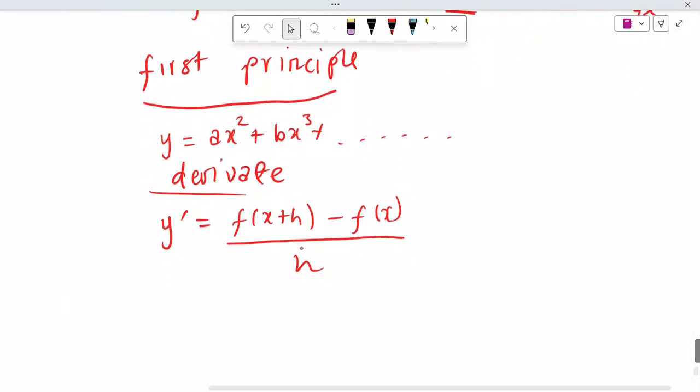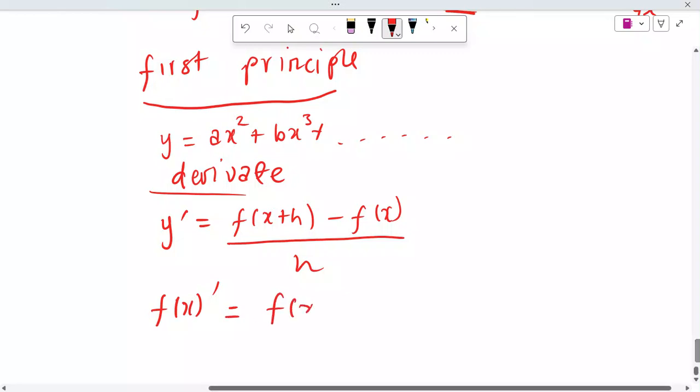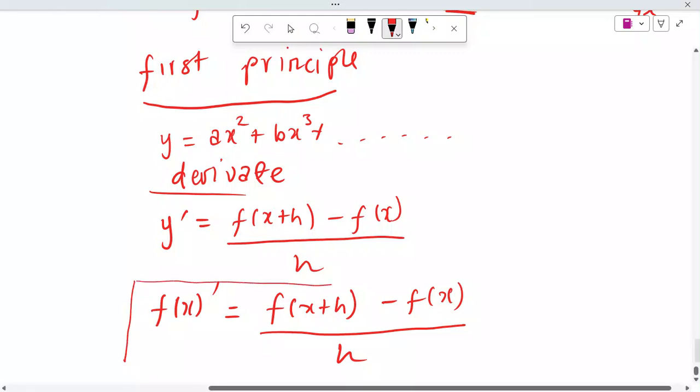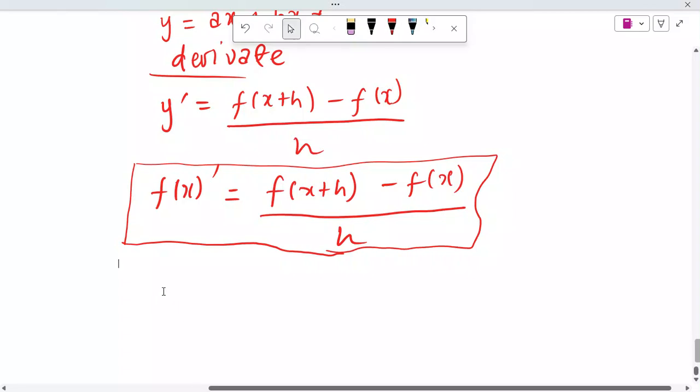This can also be written, using the nomenclature I've already shown you, as f of x dash equals f of x plus h minus f of x over h. So how do you use this formula? You need to know this formula, very, very important, because you can't solve by first principle without it. If they specify to use first principle, you have to use first principle. So if you're given a question, first of all, you need to write the formula. The formula is f of x plus h minus f of x over h. Don't worry about how to know which one is f and what is x plus h.